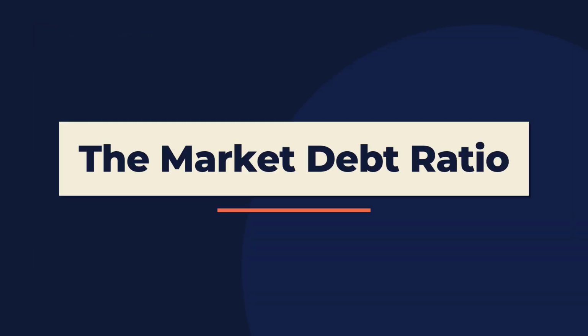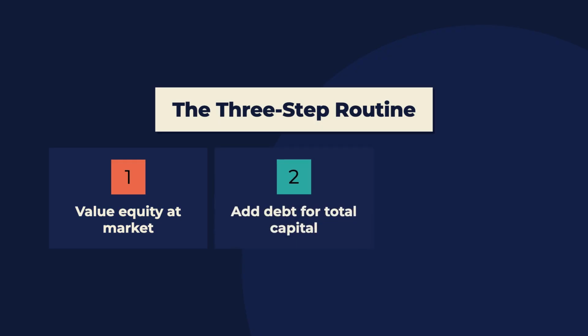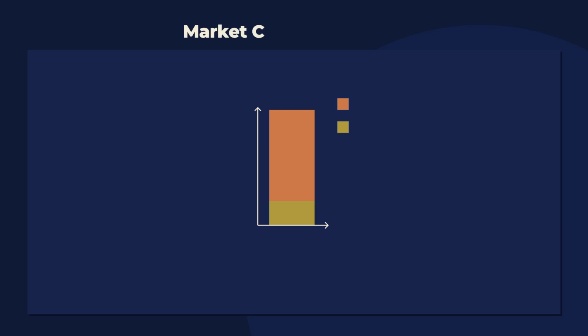Computing a market value debt ratio is a 3-step routine, and the real discipline is getting the denominator right, not the arithmetic. First, value the equity at market. Second, add the value of the debt to reach total market capital. Third, divide the debt by that total, and skipping the second step is exactly where the common mistake lives.